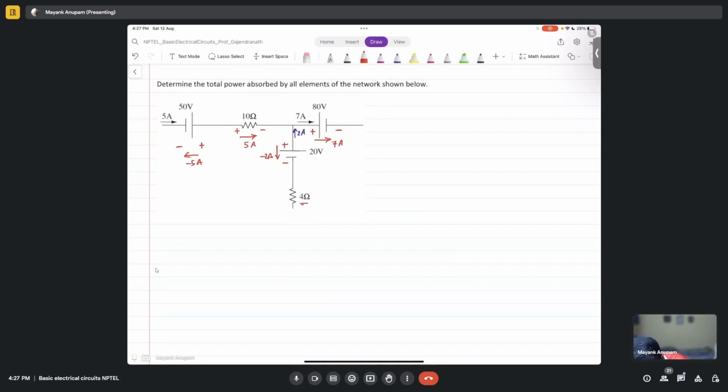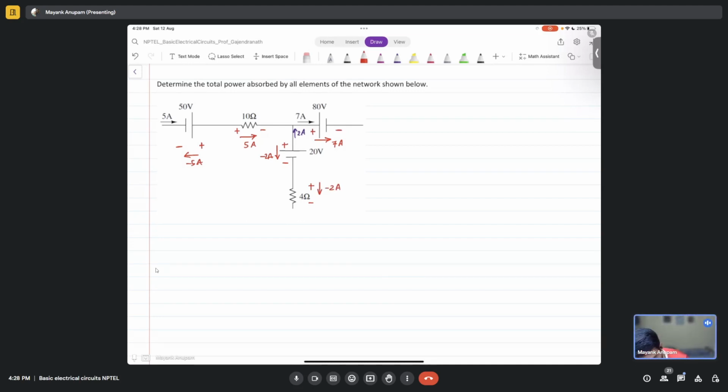Now what about this 4 ohms? If you take the upper terminal as positive and the lower terminal as negative, the current direction should be towards downside. Again minus 2 ampere, right? Yes, sir. Fine. Okay. Now we should calculate the power of each element.